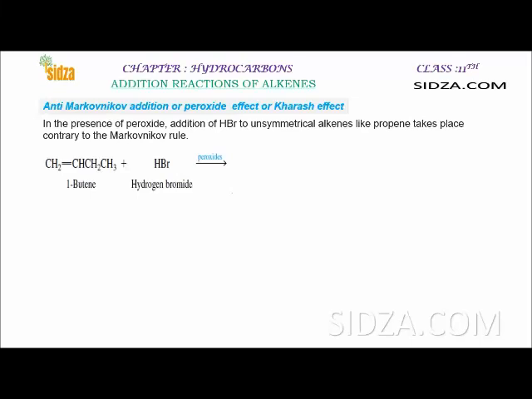Now in this video we'll learn about the peroxide effect or the Kharash effect. What is it? It's actually the anti-Markovnikov addition. In our last video we learned that when there is addition of an asymmetrical reagent to an asymmetrical alkene, the hydrogen goes to the double bond carbon with more hydrogen atoms. But over here the addition will be anti-Markovnikov addition, which means hydrogen will not go to the double bond carbon that has more hydrogen atoms, rather it will go to the double bond carbon that has fewer hydrogen atoms.